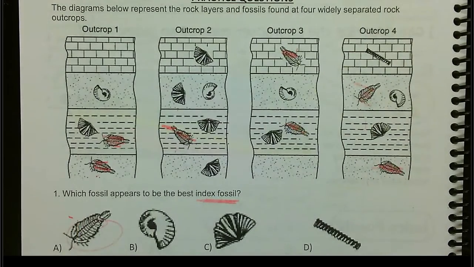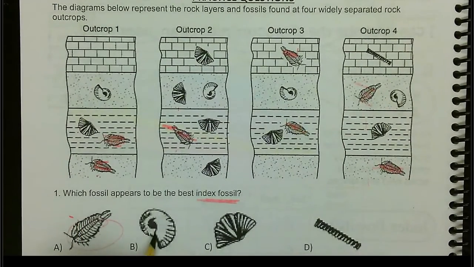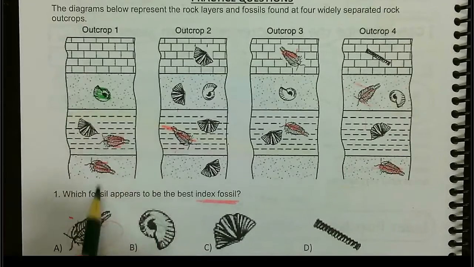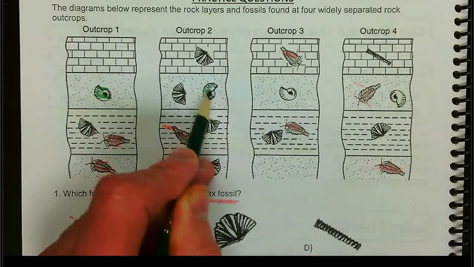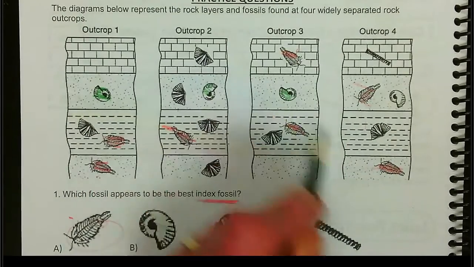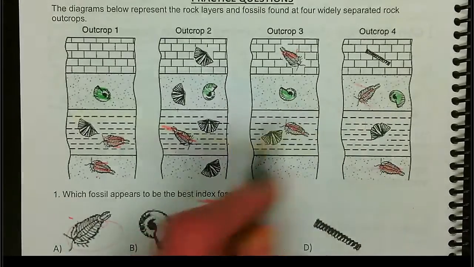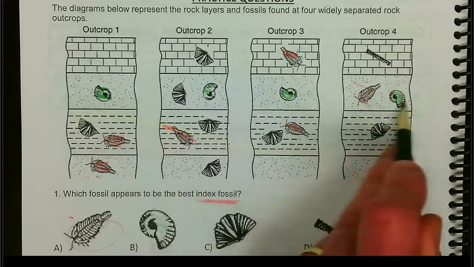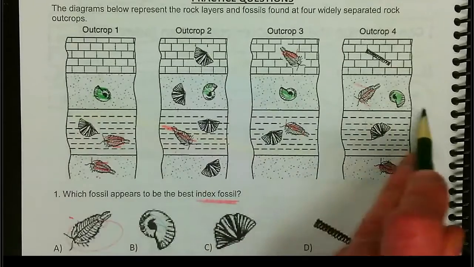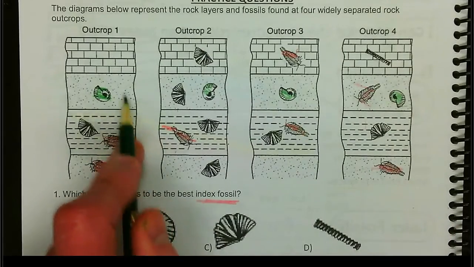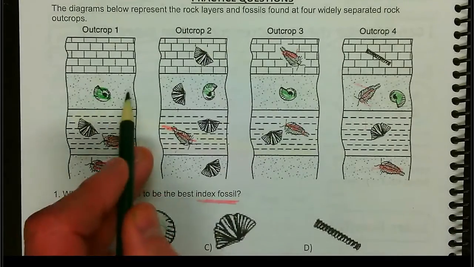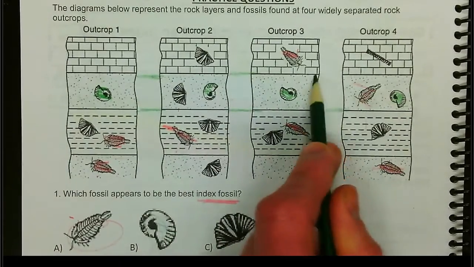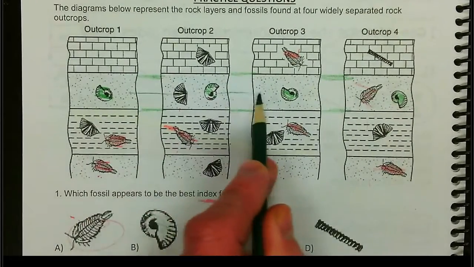Let's take a look at this next critter here, this nautilus. I find it here in outcrop 1 in that 1 layer, here in outcrop 2 in that 1 layer, outcrop 3 and 4 also in that 1 layer. That looks like a pretty good index fossil. It's found in all 4 outcrops, so it's geographically widespread. It lived for a very short time. It's not found in these other layers, and that helps me match these layers up, or to correlate them. So I know that these match here.